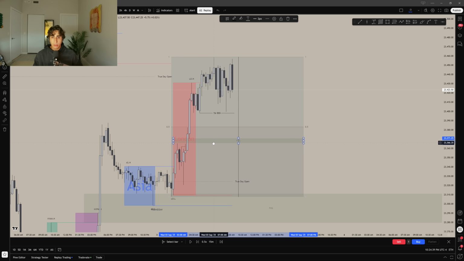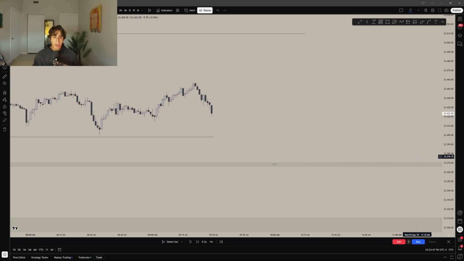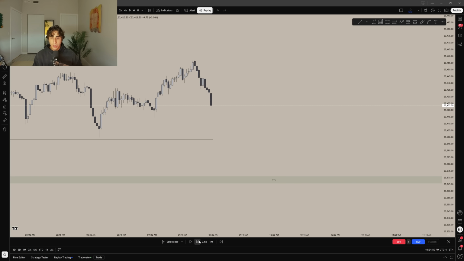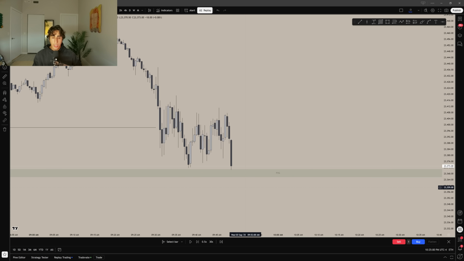We had this PD array get created during London session. So I'm using this PD array, and I want to see price hit this before taking my long. So price action, I'm waiting, and I'm still waiting, still chopping around, and boom, this is when I enter into my longs, and I took a small 1-to-1 trade into an unfilled gap.